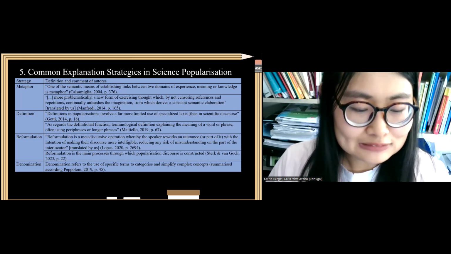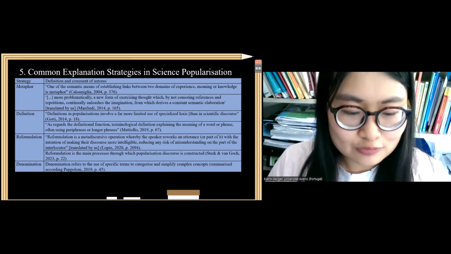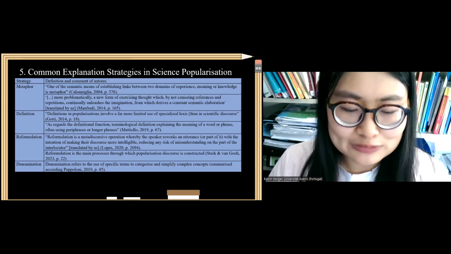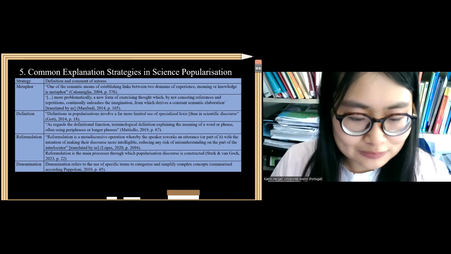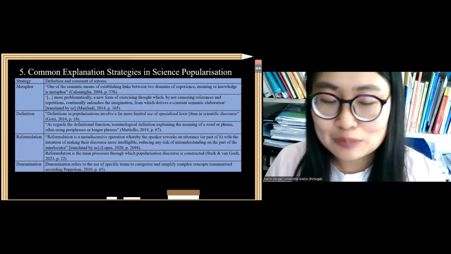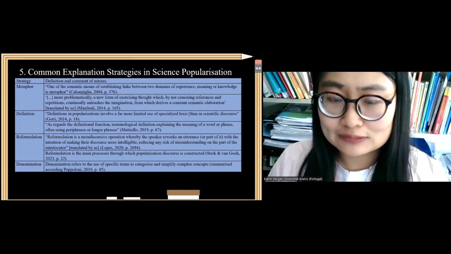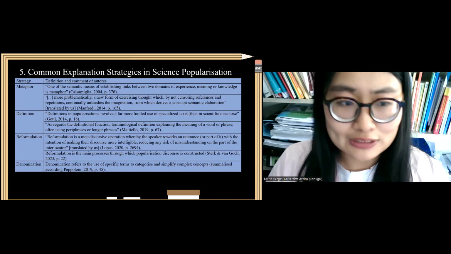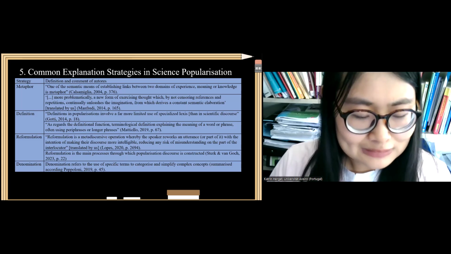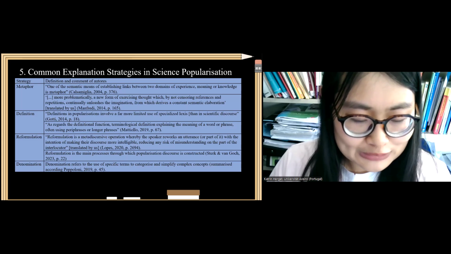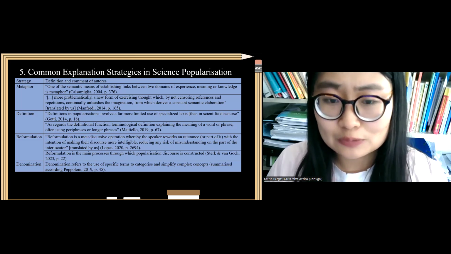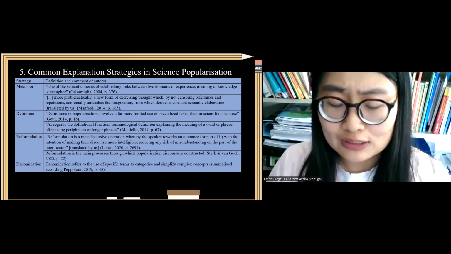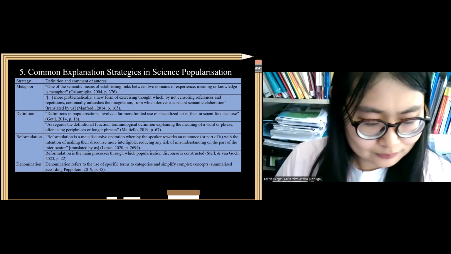In accordance with Sturck van Gogh, reformulation is the process responsible for the textual construction of public discourse. Reformulation is the main process through which popularization discourse is constructed. Summarized in the author Pobloni, denomination refers to the use of specific terms to categorize and simplify complex concepts.